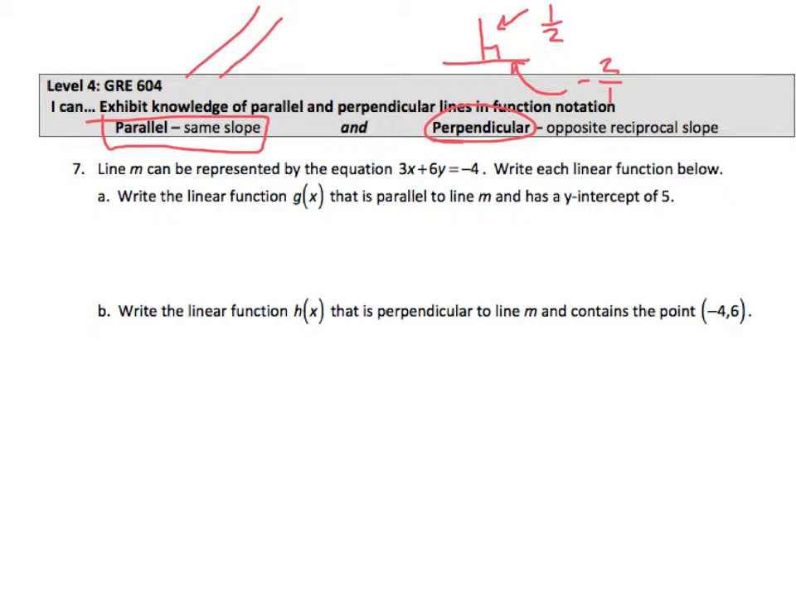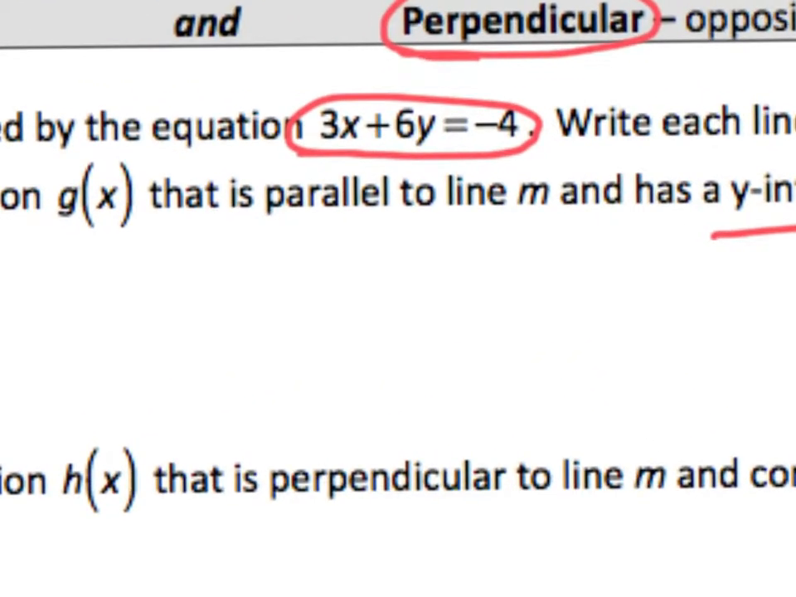So in 7 it says line M can be represented using this equation. Write each linear function below, and A says write the linear function g of x that is parallel to line M and has a y-intercept of 5. So again, the y-intercept is going to be 0, 5 as a coordinate point. So if it's parallel to line M, first I need to know the slope of line M. So I'm going to go ahead and take this and solve for y so I can determine what the slope is.